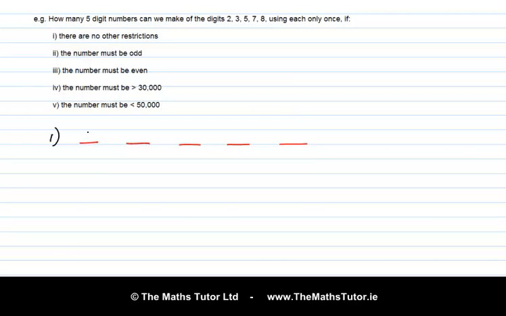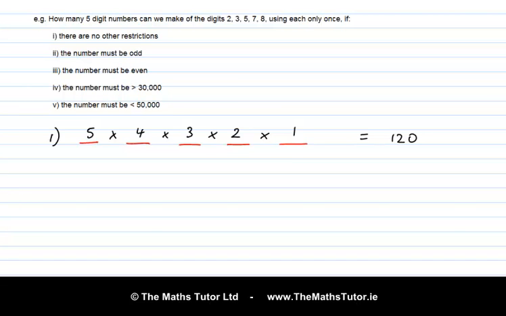So we have 5 choices for the first one, only 4 for the second, 3, 2 and 1. And we multiply them. And that's equal to 120. So there are 120 different permutations for this scenario.